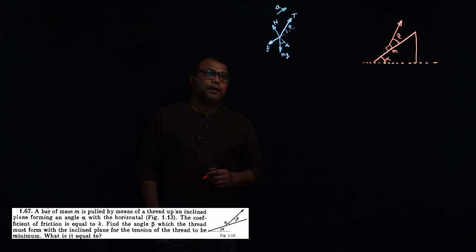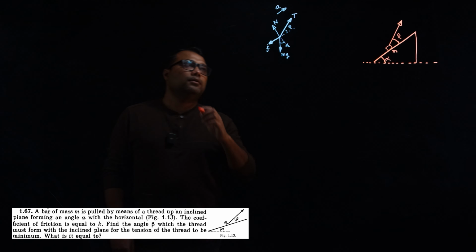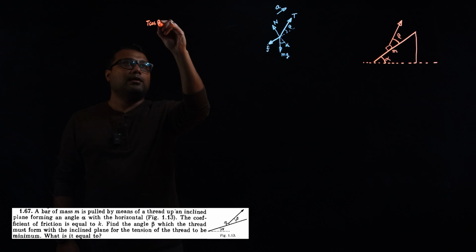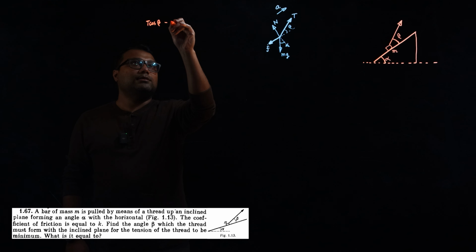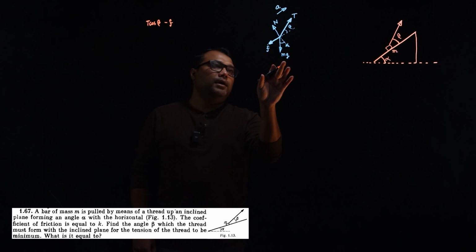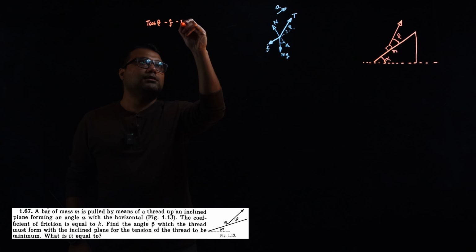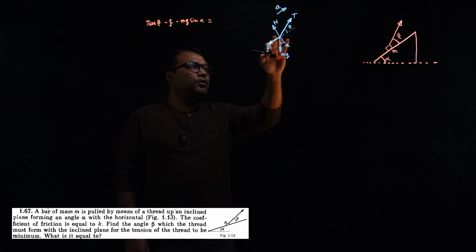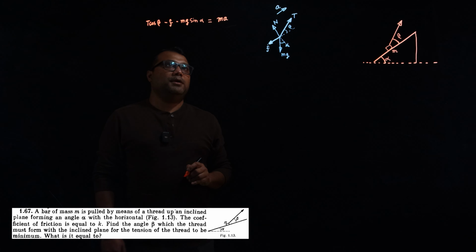Okay, so now we can frame the equations of motion. Along the plane, T cos beta, the component of tension along the plane, minus F, the friction force, and minus the component of mg along the plane, so that would be minus mg sine alpha. This is the net force, and the body of mass m is accelerating along this direction, so F equals ma.